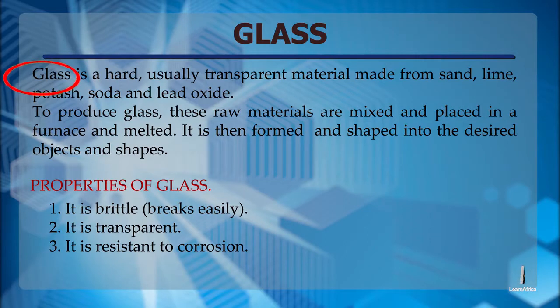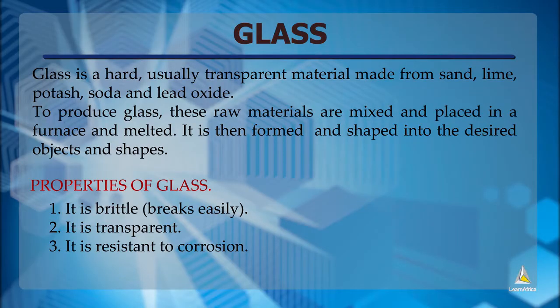Another material used in making household items is glass. Glass is a hard and transparent material made from sand, lime, potash, soda, and lead oxide. These raw materials of glass are mixed and placed in a furnace and melted.